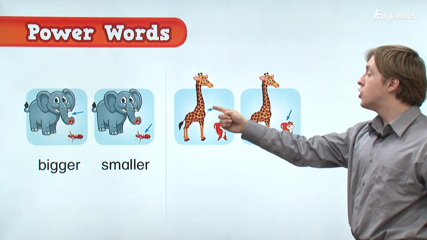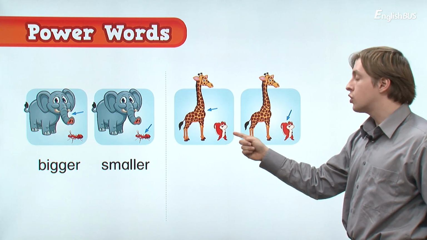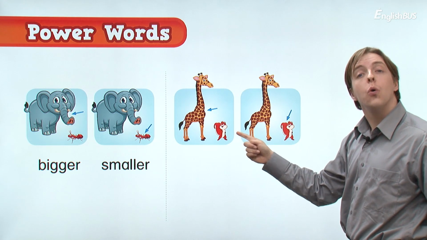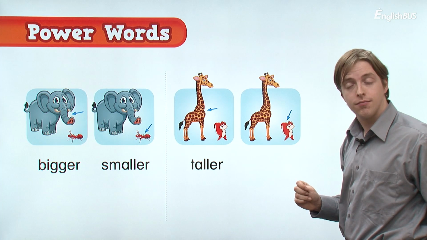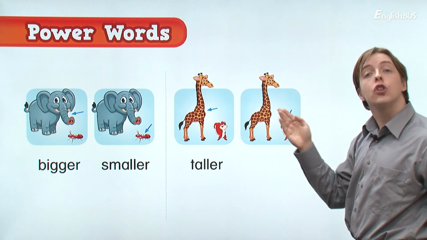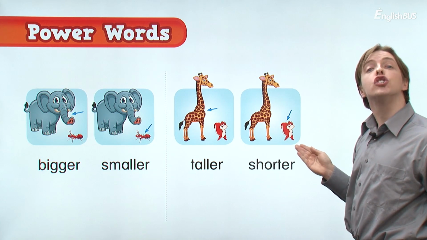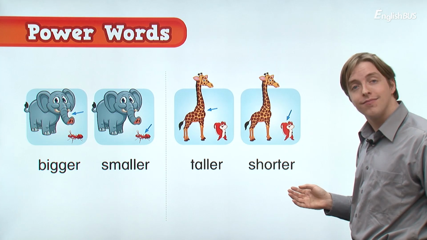Over here, the giraffe, let's see. The giraffe is very tall. The squirrel is very short. So we could say the giraffe is taller. And just like the giraffe is taller, the squirrel is shorter. Taller and shorter.